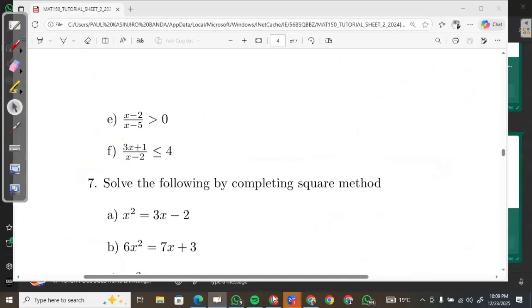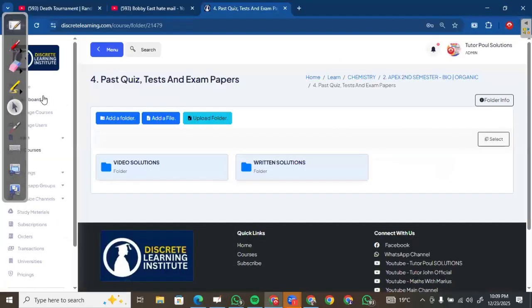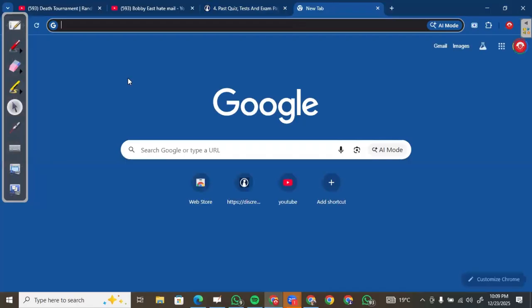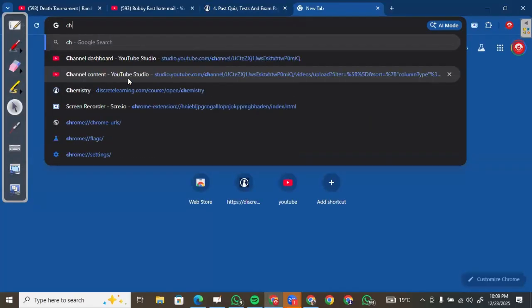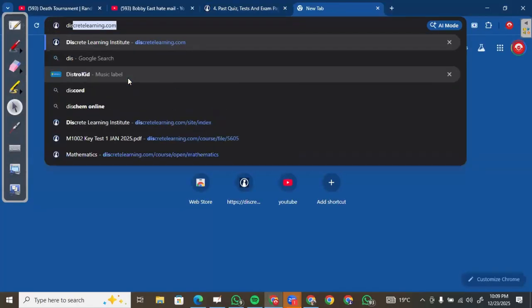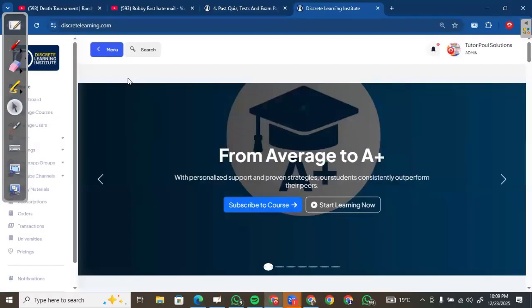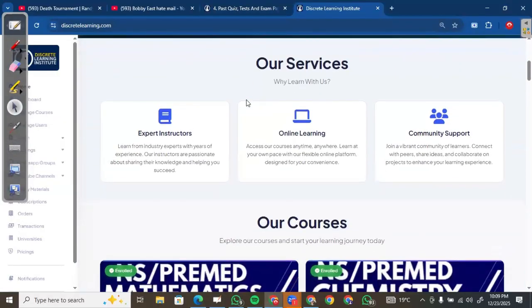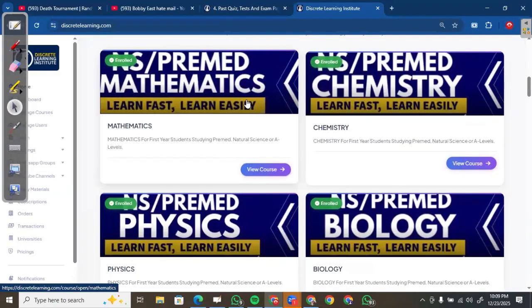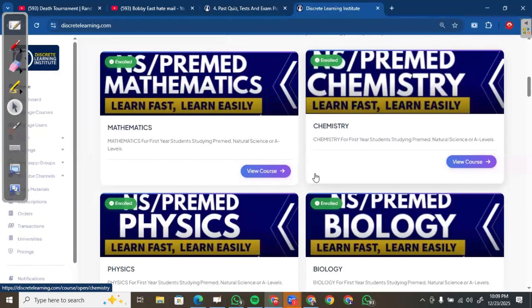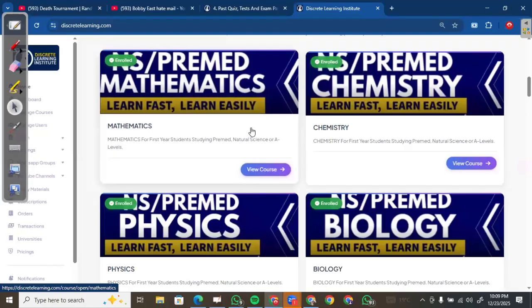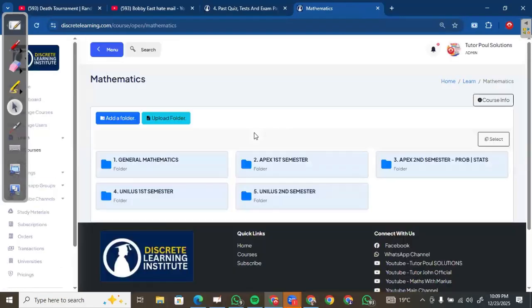Maybe I should show you the website for those who do not know how to access it. Okay, so if you want to go to the website, you just go to Chrome and then you type in discretelearning.com and then you click open. So it's going to open here, you can see. So the courses that we offer are there. So depending on whatever course you've registered for. So if it's math, you go and open math. And then you go in this folder written general mathematics.